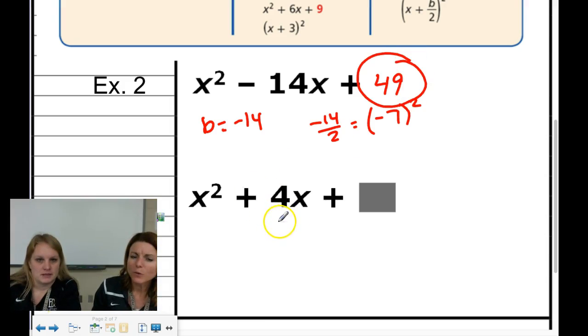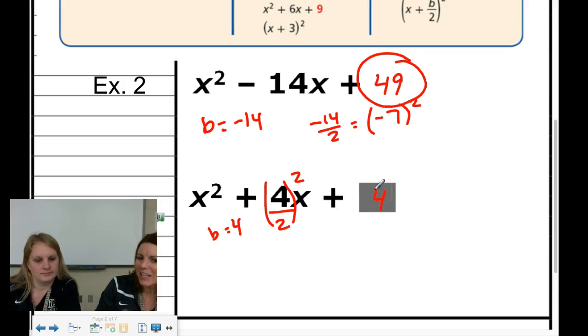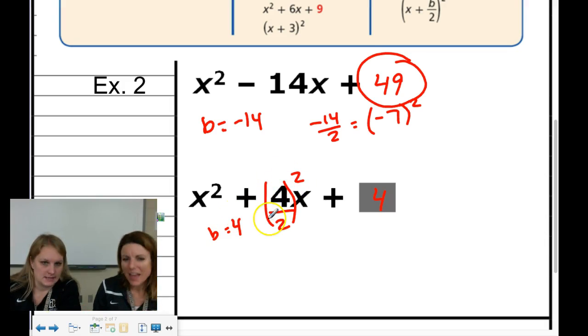So b is equal to 4. Can we just do this? 4 divided by 2 is 2. 2 squared is 4. So I need to add 4. As long as they know that that's not changing the x value in the original equation. That stays. You're not changing that. You're just figuring out what you're adding on later.